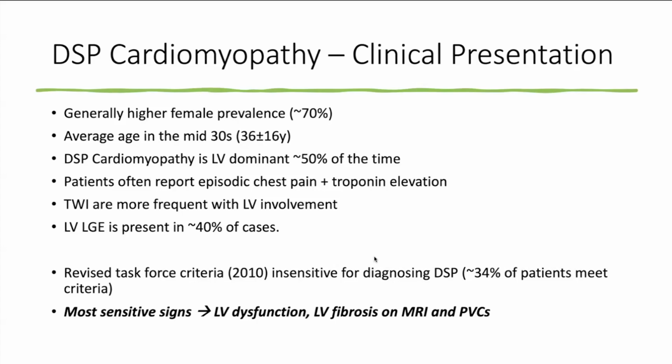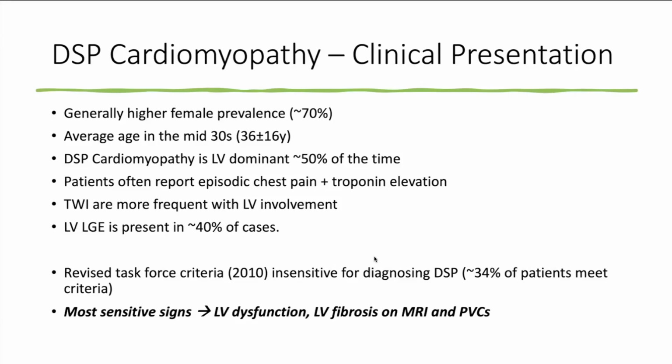Patients tend to get episodic episodes. So similar to the presentation of this case, they have episodes of recurrent chest pain, typically associated with some troponin elevation, suggestive of underlying myocardial inflammation. They often get T-wave inversions, and if they have T-wave inversions, it's more common with left-sided disease than right-sided disease. And we do typically see late gadolinium enhancement or fibrosis on MRI in roughly 40% of cases.